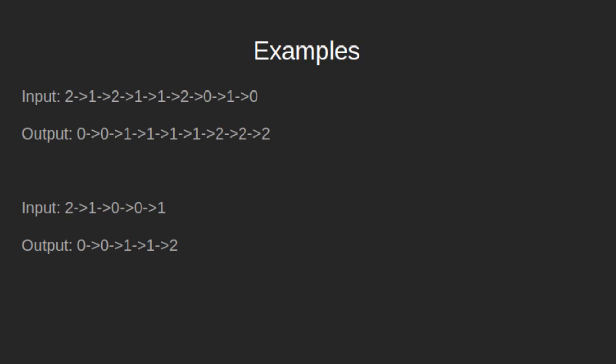Let's see some examples first. Given linked list 2, 1, 2, 1, 1, 2, 0, 1, 0. After sorting, output will be 0, 0, 1, 1, 1, 1, 2, 2, 2. In the second example, we have been given a linked list 2, 1, 0, 0, 1. After sorting, output will be 0, 0, 1, 1, 2.